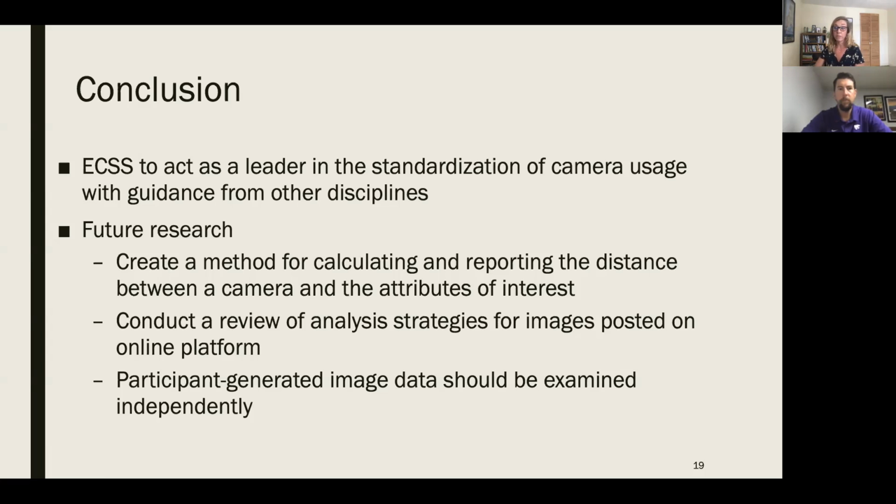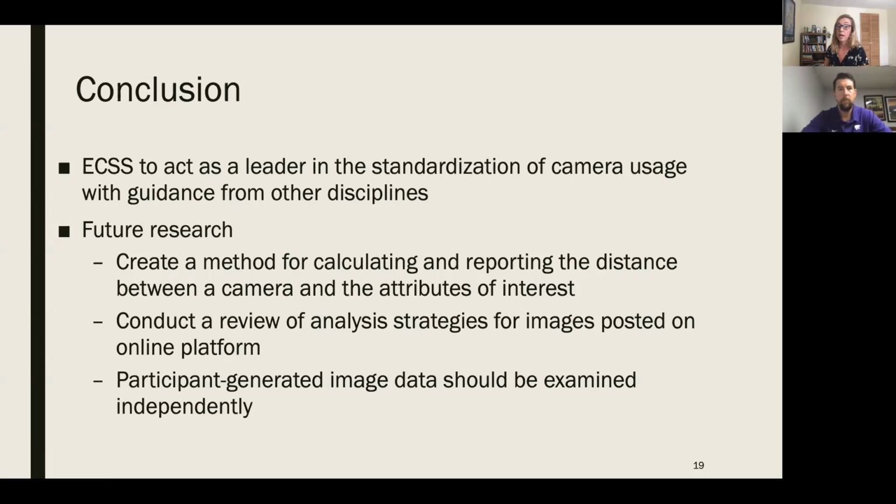We feel that we can do that based on the fact that ECSS has used and documented camera usage quite a bit more than other disciplines. But we think that we can do better. And some recommendations to do that: one might be to create a method for calculating and reporting the distance between the camera and the attributes of interest. This is important, for instance, in wildlife studies where we're interested in how close people are getting to the species that they're looking at, for example. And this could be an interdisciplinary contribution for standardization of camera use and analysis.